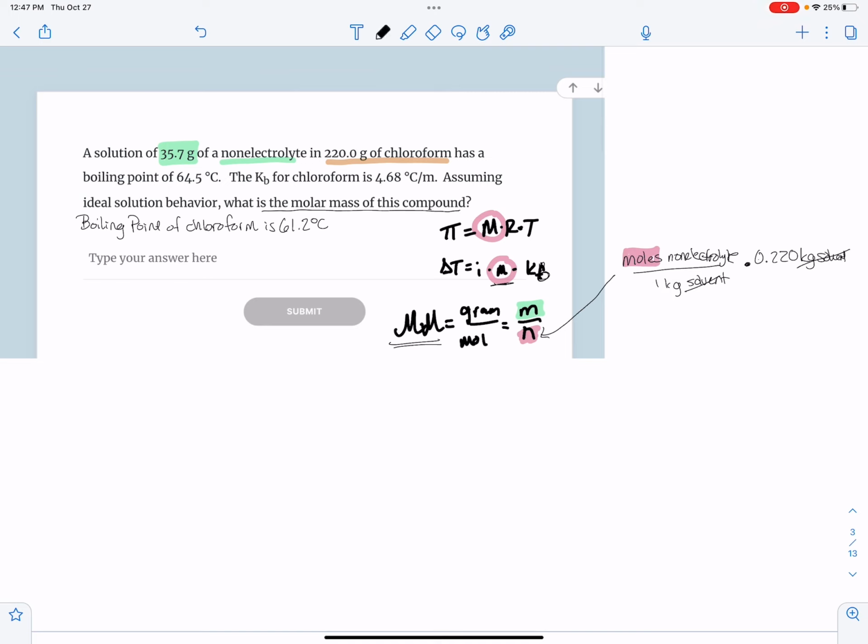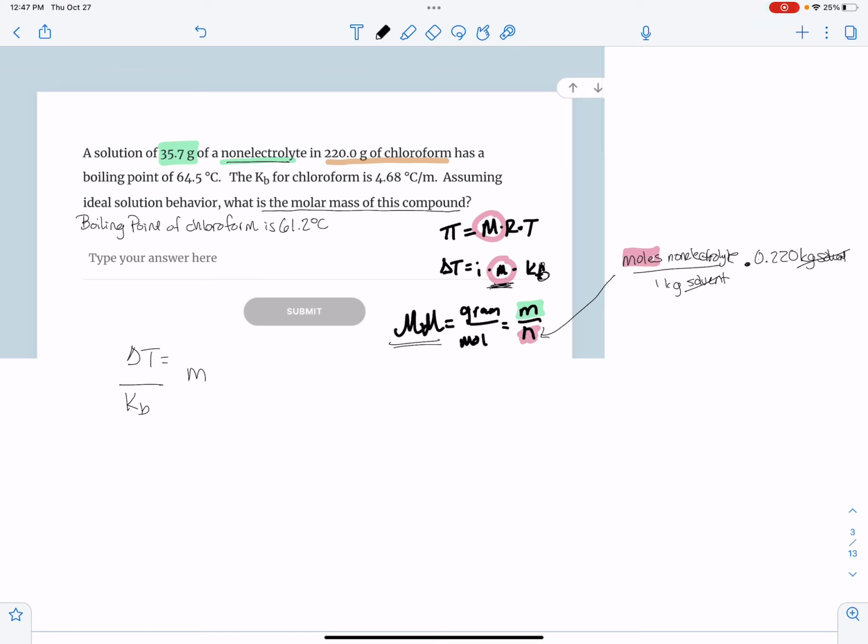So that's the plan. We're going to go ahead and plug the information in. I have delta T equals i times m times KB. Now notice it says non-electrolyte, so I'm just going to take the i out because i is 1, and 1 times anything is itself. It just makes the problem easier. The next thing is that I've got to solve for this pink term, the circled term. So I want to divide both sides by KB, and that will help me get the molality by itself. Oops, I did not mean to erase the molality there.